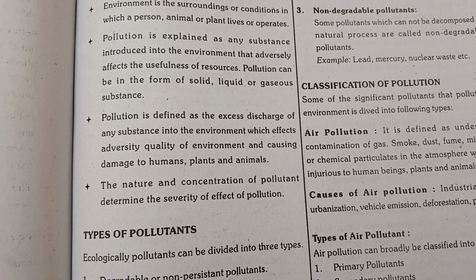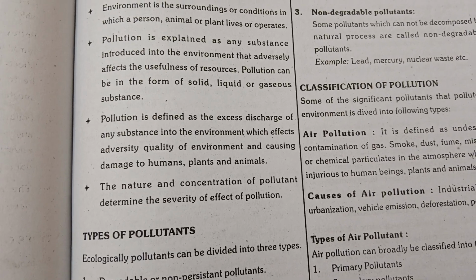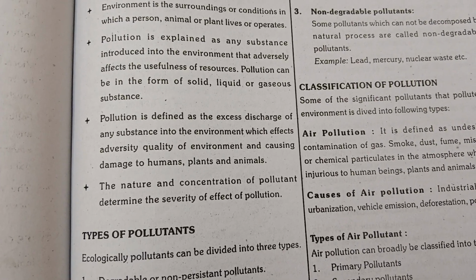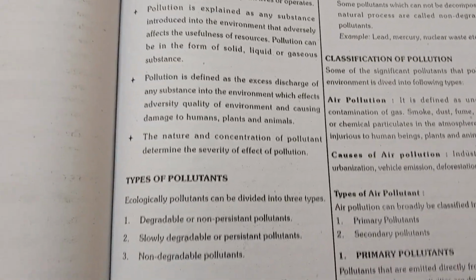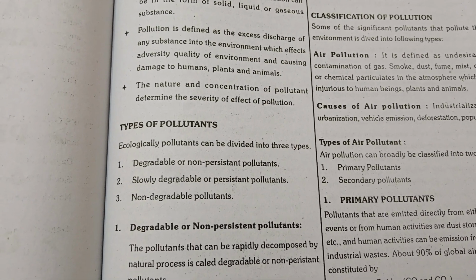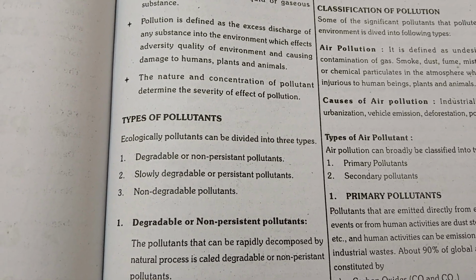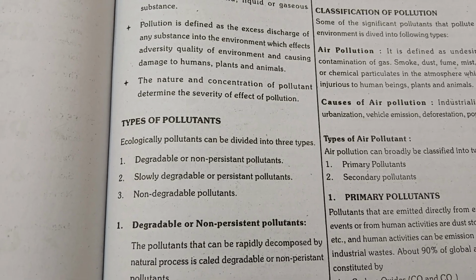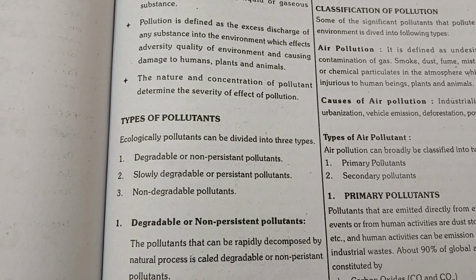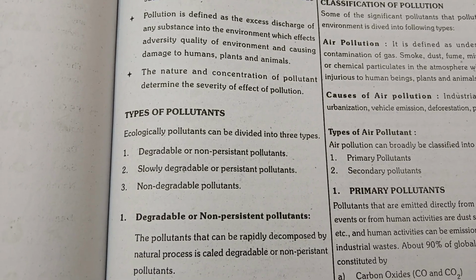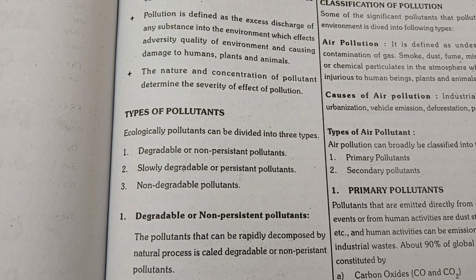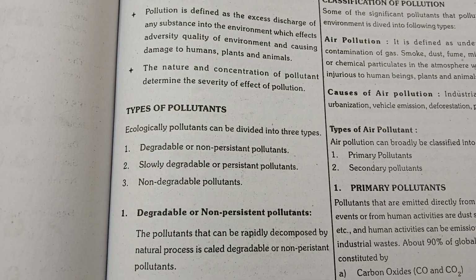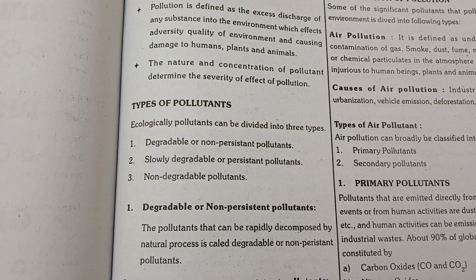The nature and concentration of the pollutant determine the severity of the effect of pollution. Types of pollution. Ecologically, pollutants can be divided into three types. One is degradable or non-persistent pollutants. Second, slowly degradable or persistent pollutants. Third is non-degradable pollutants.